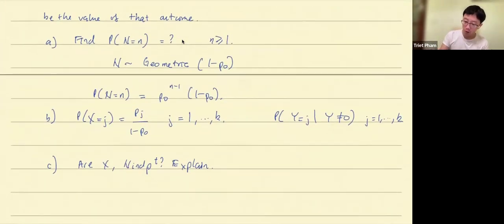Well, how do we answer this question? We have to look at the joint of X and N and see if it's the product of the marginals, which is what we found out above. Well, what's the joint? What is this probability?